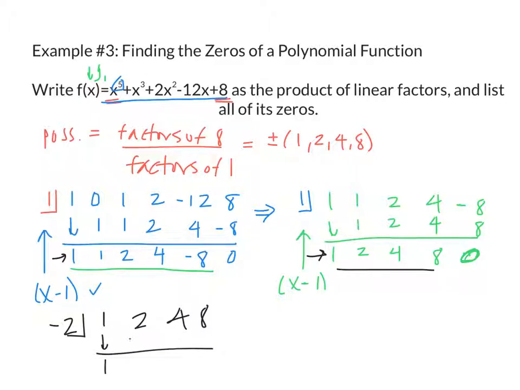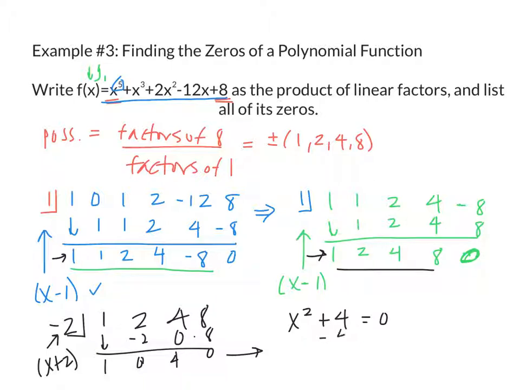Negative 2 times 1 is negative 2, 0. Negative 2 times 0 is 0, 4. Negative 2 times 4 is negative 8, 0. So this actually means x squared, there's nothing for x, but there's a plus 4. To find our last two zeros, we just simply need to set these equal to 0. And so, by the way, that minus 2 is really an x plus 2 factor.